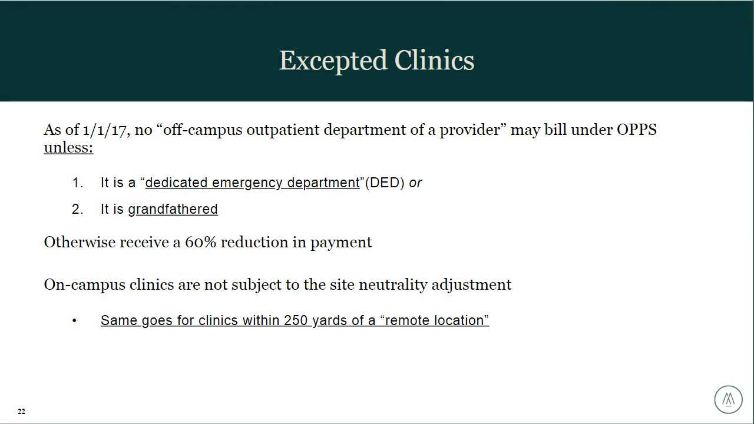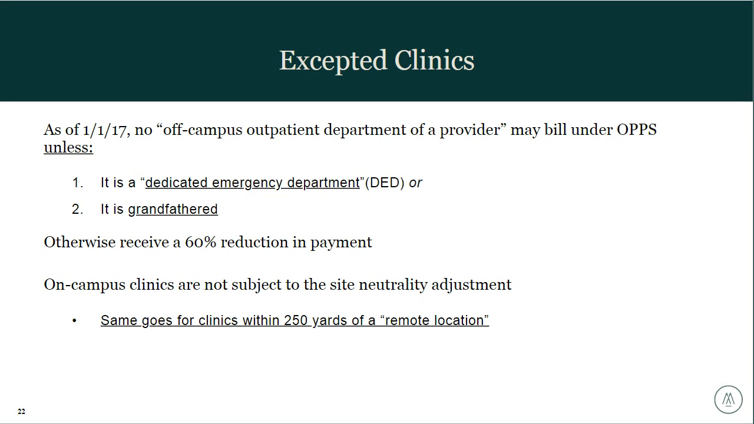And that is, as you mentioned, Valerie, that under Section 603 of the Bipartisan Budget Act of 2015, what we call Section 603 for short, as of January 1, 2017, no off-campus outpatient department of a provider could bill under the outpatient prospective payment system unless it was a DED, or it was grandfathered or accepted. And if it doesn't meet one of those rules, it's got a 60% payment reduction under OPPS. That's the alternative payment model, a 60% haircut.